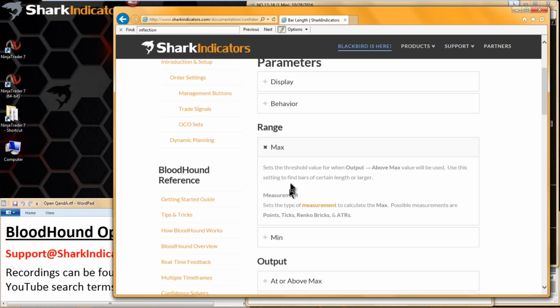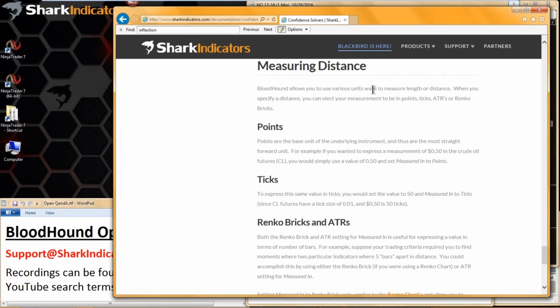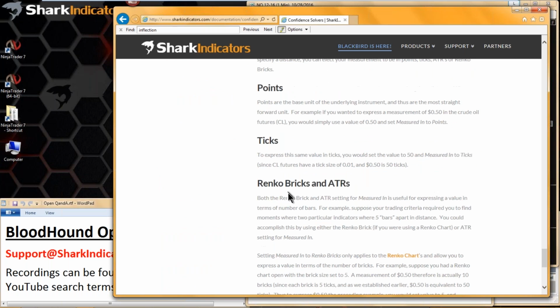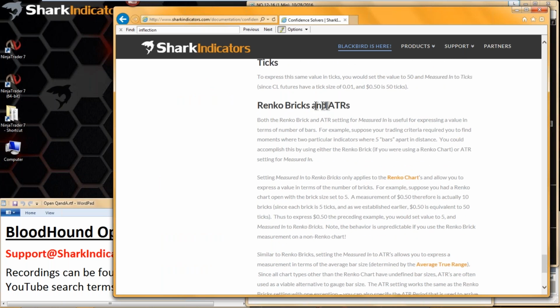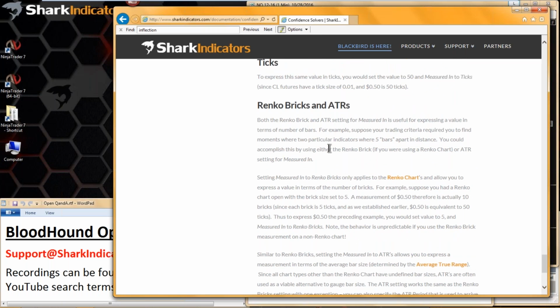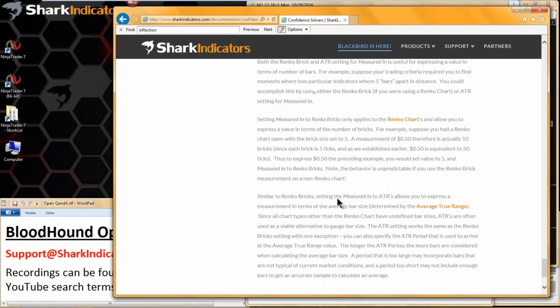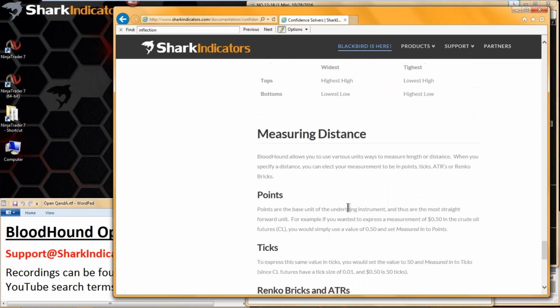So let's go find that. All you need to do is go to any solver that has a measurement, and you can see right here it says the type of measurement, and there's a link right there. We can click on that, and here's the page that describes all the measurement units: points, ticks, Renko bricks, and ATRs. The Renko bricks and ATRs are a little more complicated to explain, so there's a little more of a write-up. So there we go.